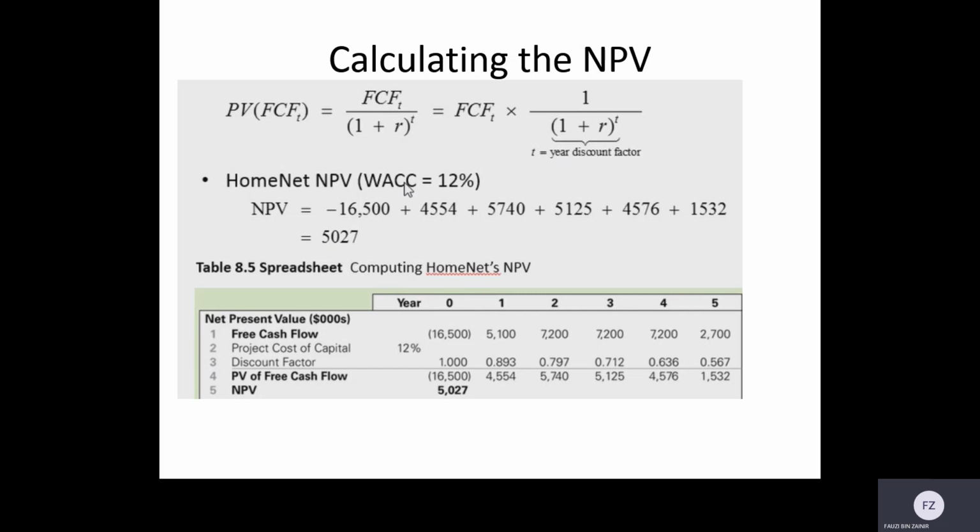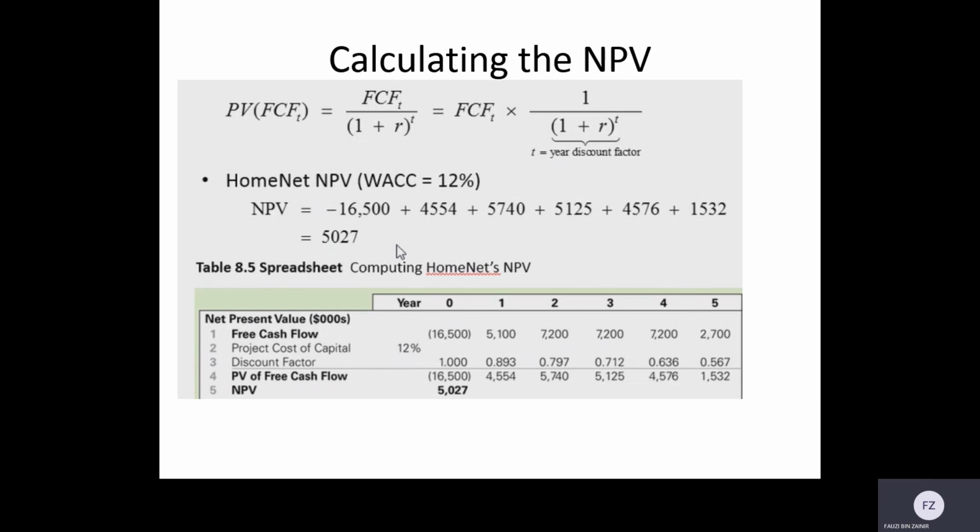Let's figure out the NPV, okay? The numbers that we are going to use here are based on the table in example 8.2, the cannibalization effect. As we know, the free cash flow for year 0 is minus 6,500, or minus 6.5 million. Year 1 is 5,100, year 2 is 7,200, the same until year 4, and year 5 has a free cash flow of 2,700.